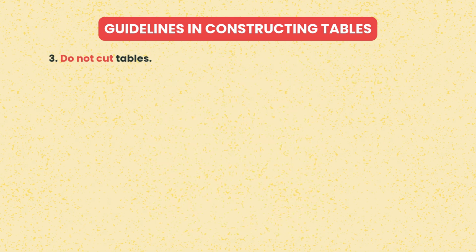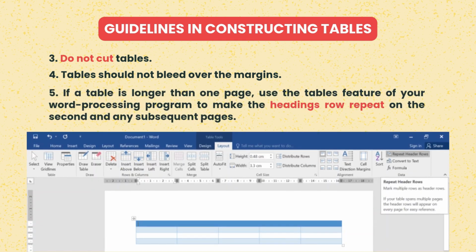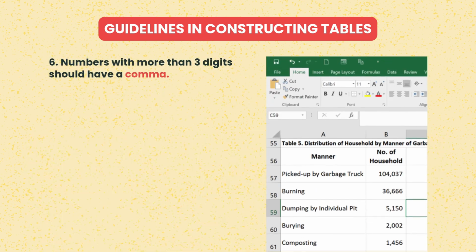We should not cut our tables, and they should not bleed over the margins. If, for instance, our tables won't fit in the space left, let's place it on another page. In cases where we have long tables which require more than 1 page, we can use the tables feature of our MS Word or any word processing program to make the heading row repeat on the second and any subsequent pages. Let's now talk about some cell guidelines.